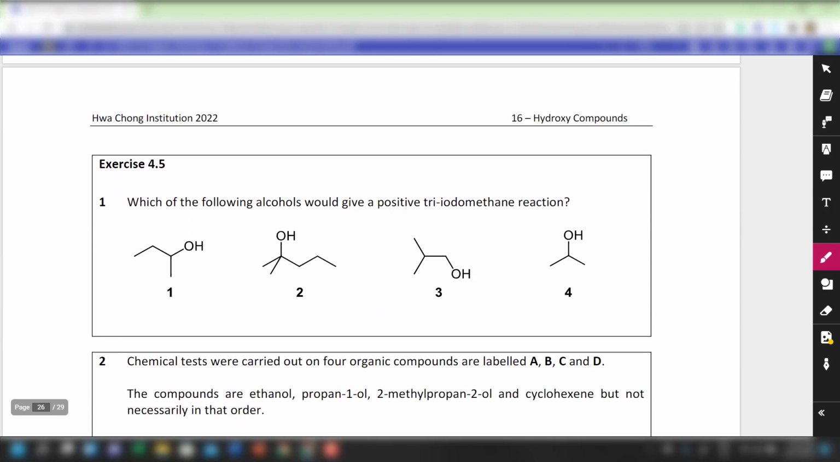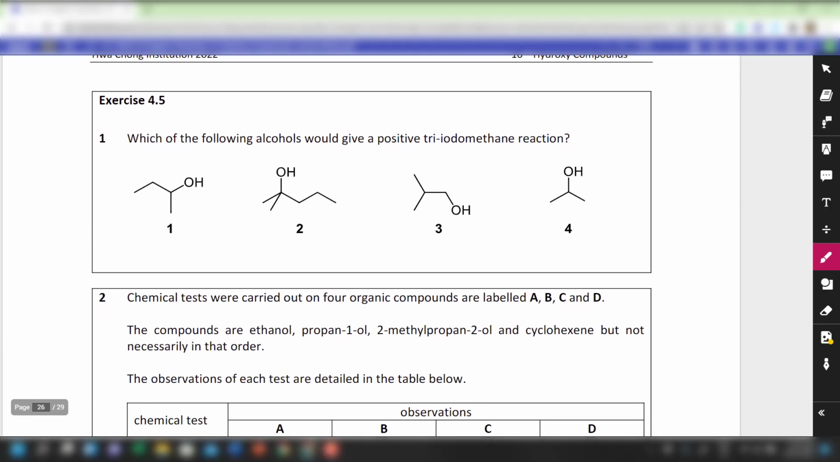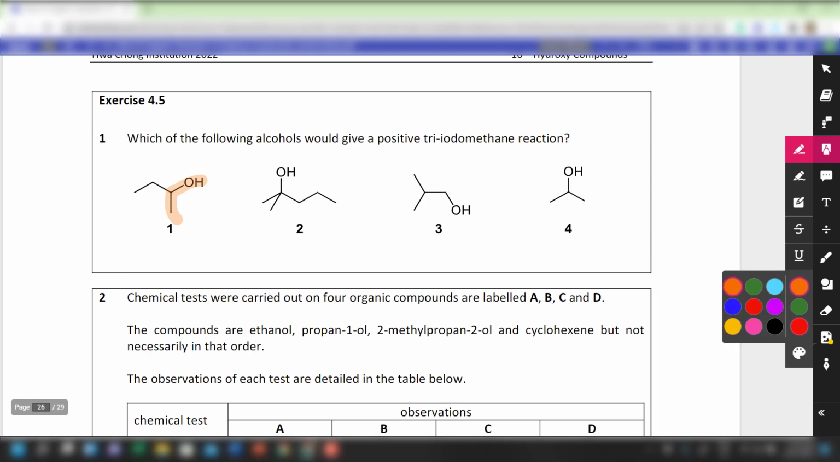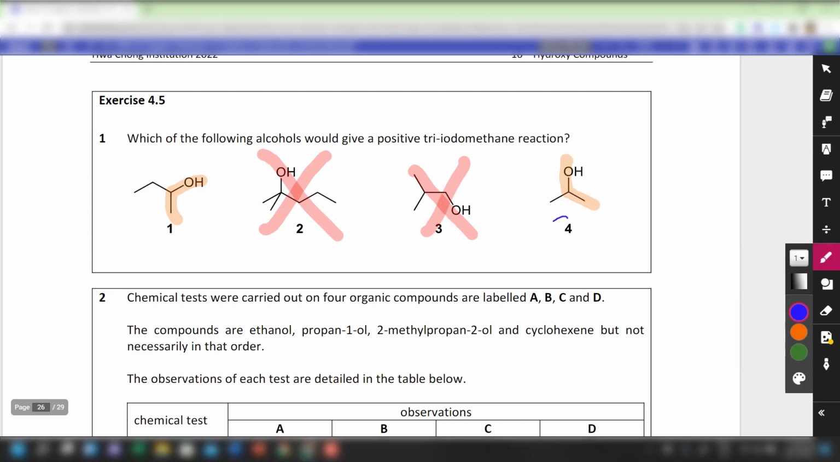Then next we will look at exercise 4.5. Which of the following alcohols will give a positive tri-iodomethane test? Again, I'm just going to highlight the methyl alcohol feature, so it's over here. Option 2 is a tertiary alcohol, so it's out. This one is out as well because it's primary. This one contains the methyl alcohol. So in that case, the answer will be 4 and 1.